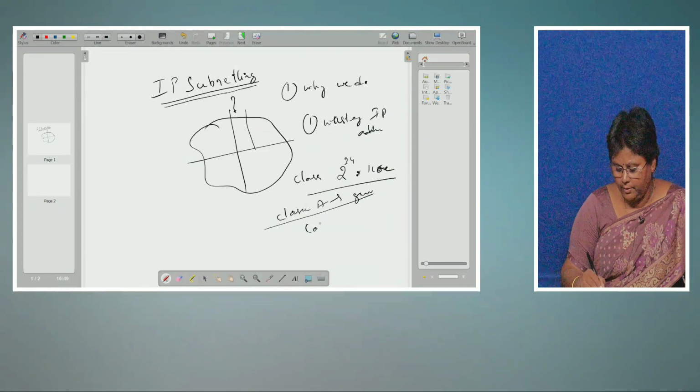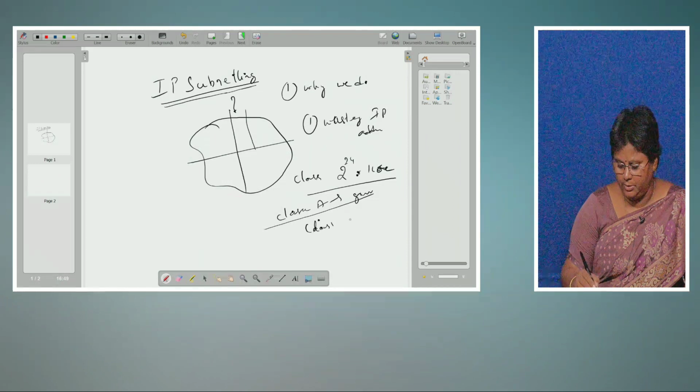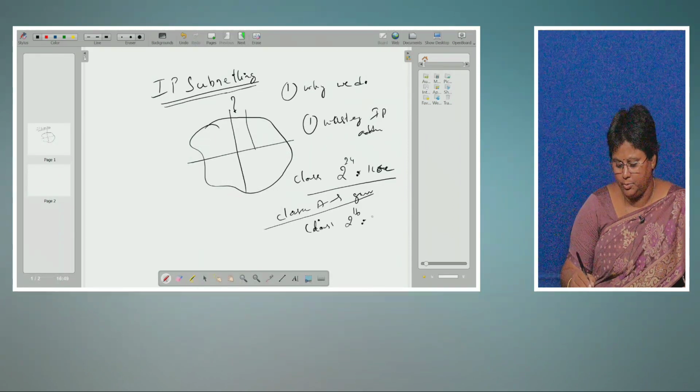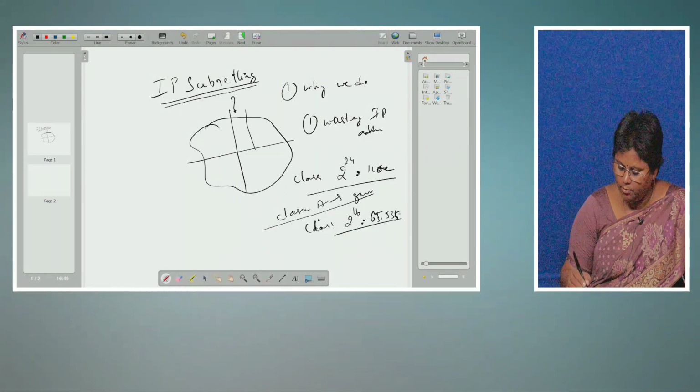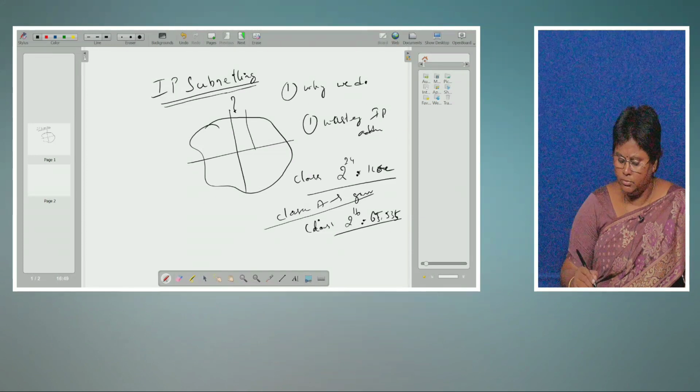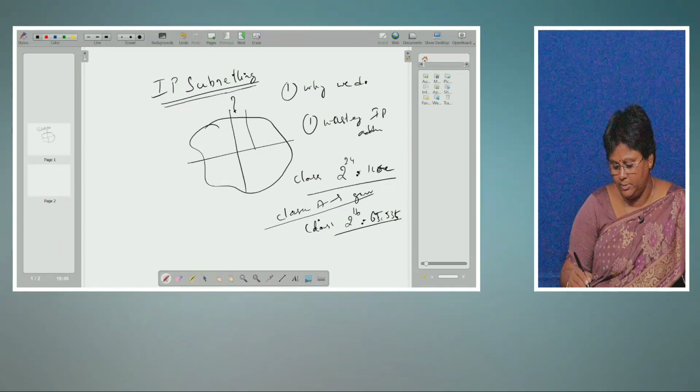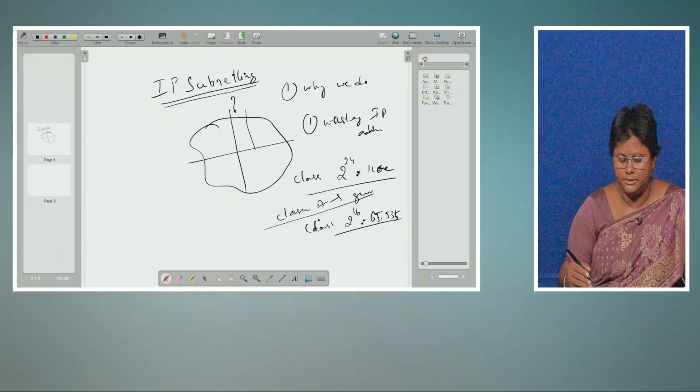Now if you say you can take class B, the number of host devices is 2 raised to power 16, that is 65,535 hosts. This is also a very big number. Some organizations may have this many hosts, but in the majority of cases here also a lot of addresses are wasted.